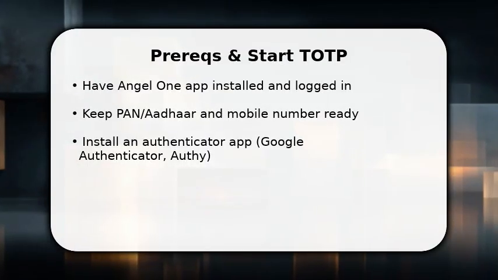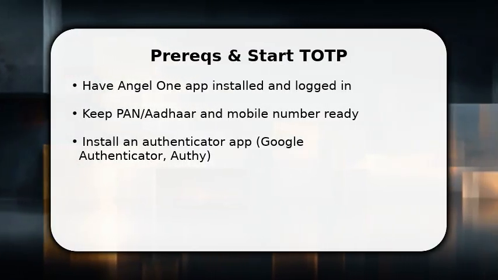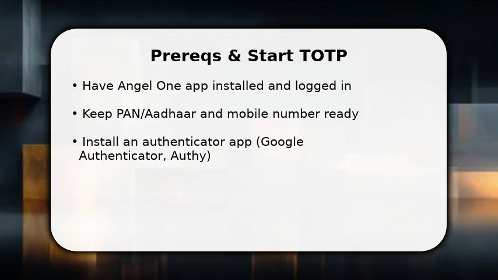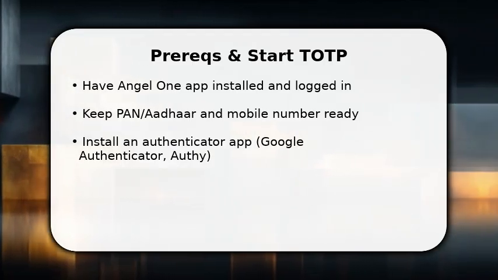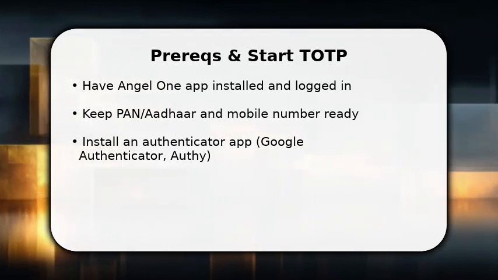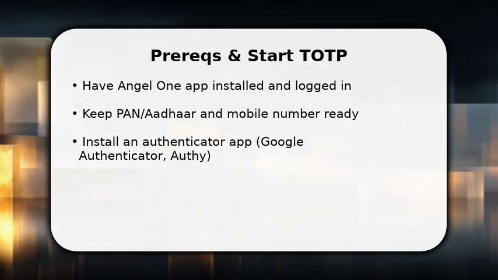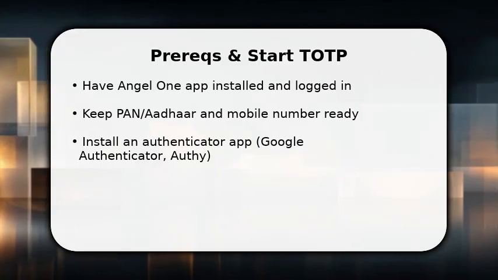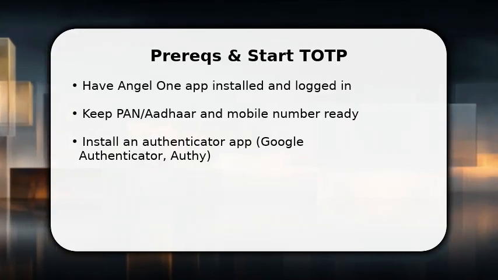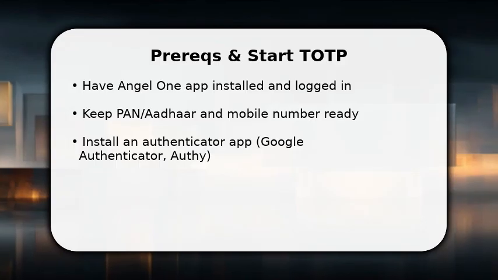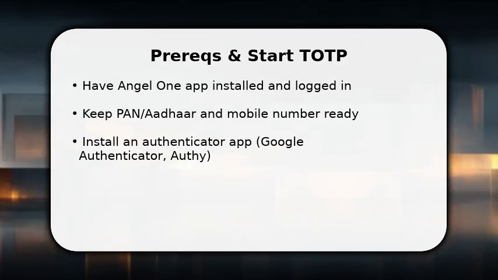You already have the essentials. Now begin. Open the Angel One app, sign in, and go to Profile or Security. Once there, tap Two-Factor Authentication or TOTP Setup to start. Make sure your registered mobile number and KYC details match. This prevents verification errors. Open your Authenticator app in parallel so you can scan a QR code immediately.